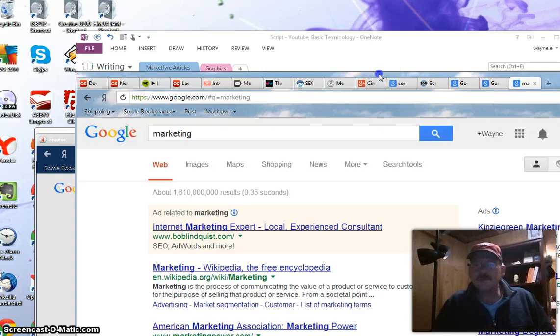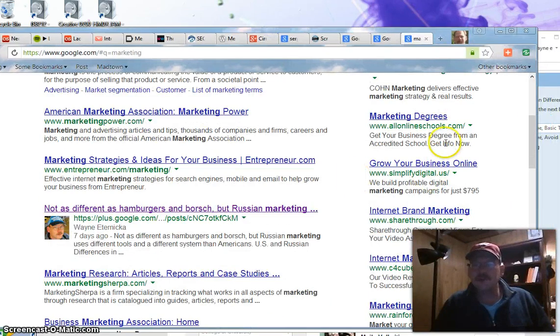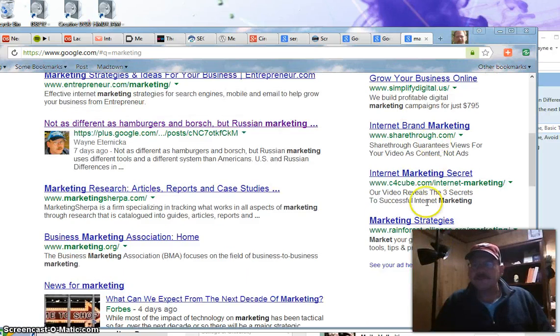AdWords is what you see over here to the right: marketing degrees, grow your business online, internet brand marketing. What happened is I typed a term into the search engine, and all these people bid on that term, and they say, we'll pay so many cents for each click-through. And so Google ranks them on the side here. And the campaign they're using is called the Google AdWords campaign.